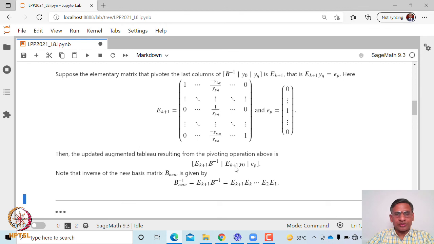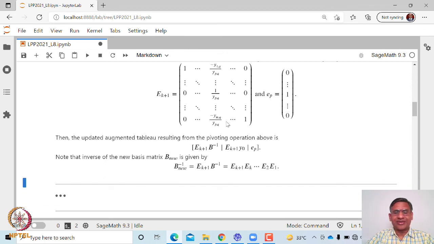So what it also means is that once you know the B inverse at any stage in the simplex table, the next updated basic matrix inverse, if you want to compute, all you need to do is multiply by this elementary matrix e_{k+1}, which is coming from the pivoting of this last column. So it is easier to compute this rather than compute the inverse of the entire m cross m matrix. So that is the advantage. One, finding B inverse becomes easy.